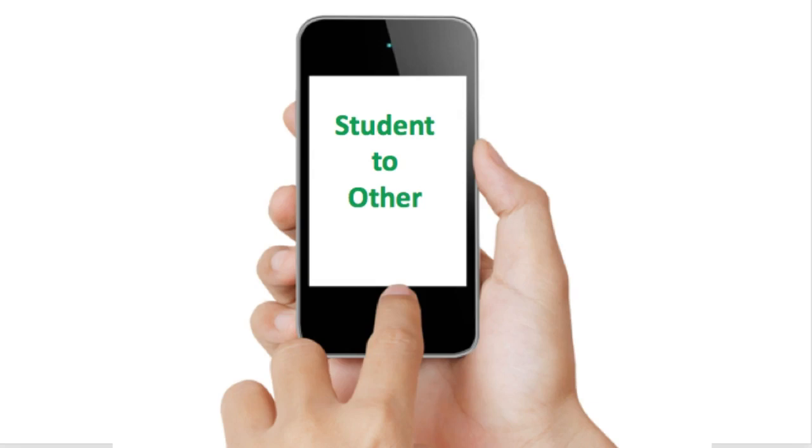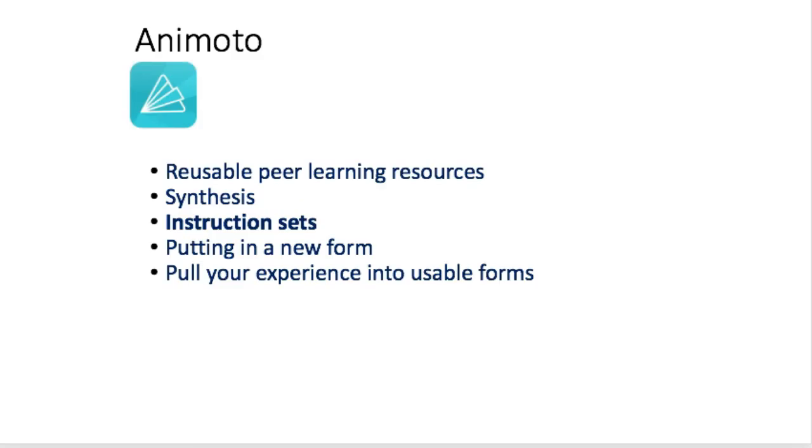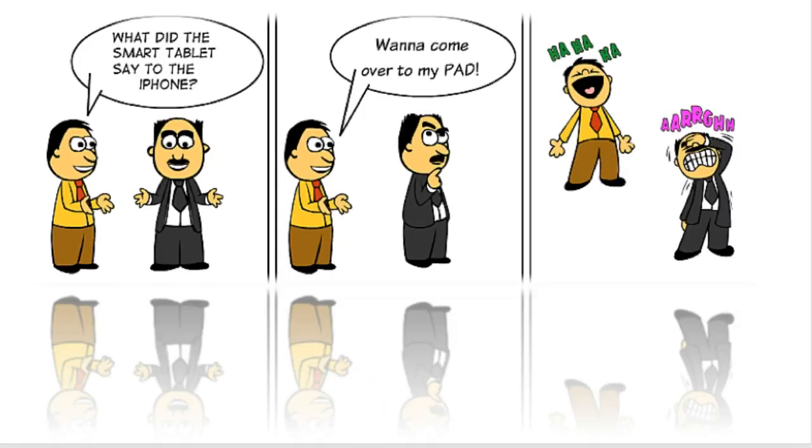Now here's student to other. This is some miscellaneous, but I'll throw it out there. Just a quick tip with Animoto: you can create reusable resources. You can have them synthesize things, use it for instruction sets, have them put information in a new form, and pull your experience into usable forms. Another thing I like to use is Powtoon, create a cartoon, kind of a corny joke, so I won't spend too much time on it.